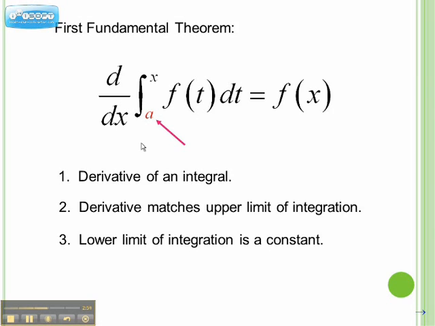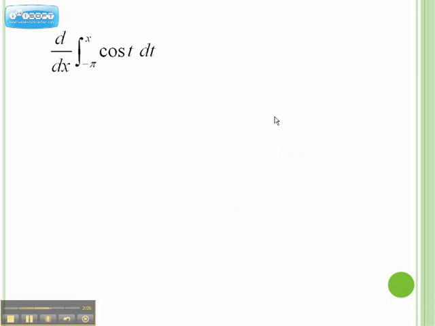If those 3 things follow, then the answer is going to be what we get when we put our upper limit into our function. F of x is then our answer. So we're going to go through and do a couple examples here. We're going to go through and do one the long way.